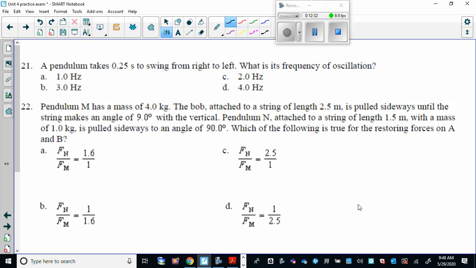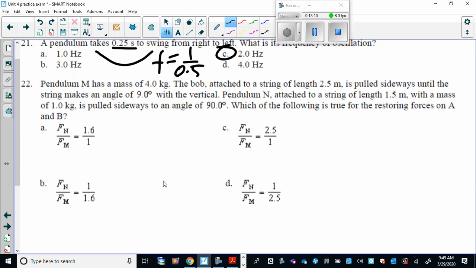A pendulum takes 2.5 seconds to swing from right to left. What is the frequency of its oscillation? This is very similar to the first question that we did. 2.5 seconds to go from right to left, so 2.5 seconds is half of its period. Therefore, a full period would be 5 seconds. They want the frequency. Frequency equals 1 over the period. That's an easy question. If you didn't get it, refer to example number 1. It's very similar, except for it's only a quarter.